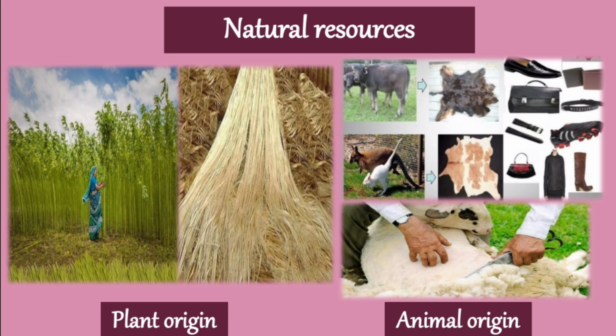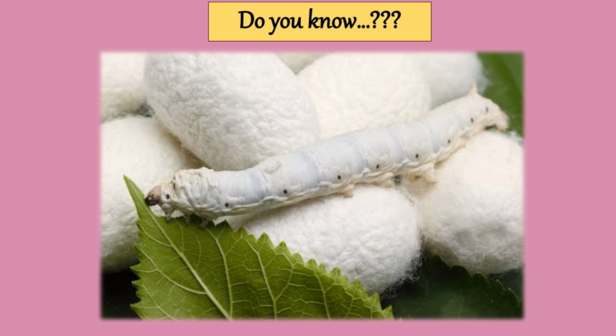Leather and wools are obtained from animals. And jute and cotton are obtained from plant origin. So these are plant origin and animal origin biotic substances. Did you know silk is a natural thread or fiber obtained from the cocoons of silkworms? From one cocoon, 500 meters to 1300 meters of thread can be obtained. Imagine. It is said that silk was first produced on a large scale in China.